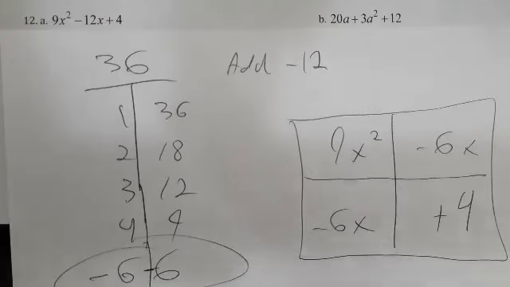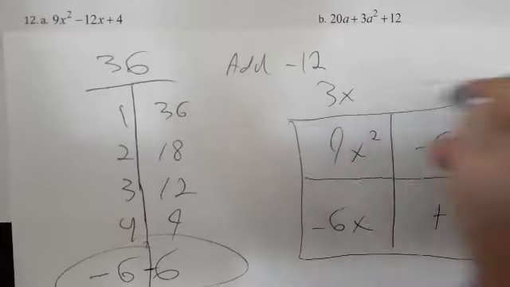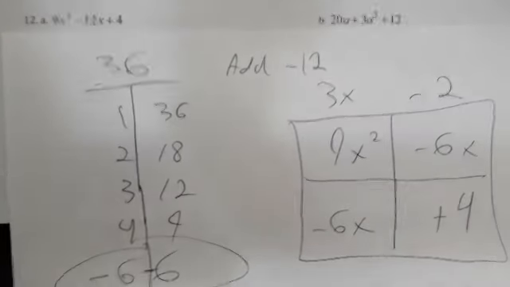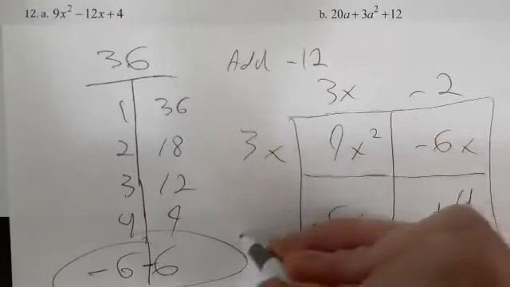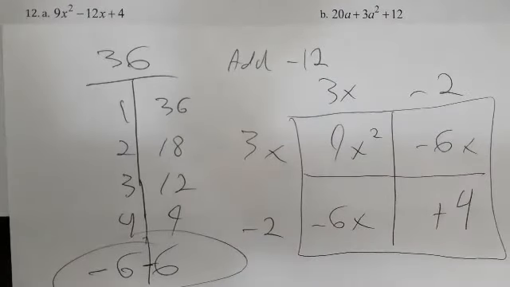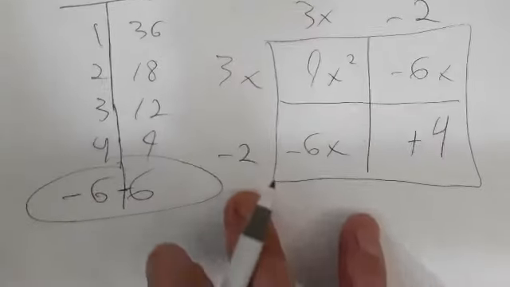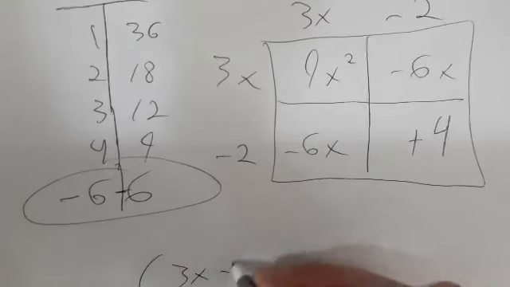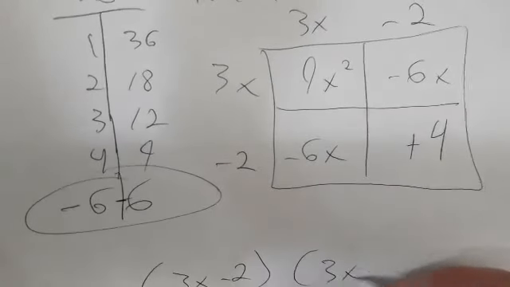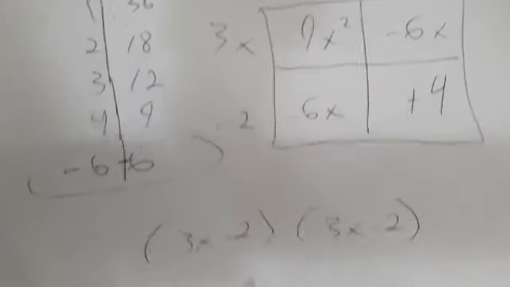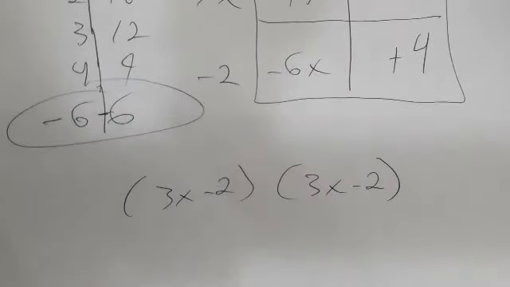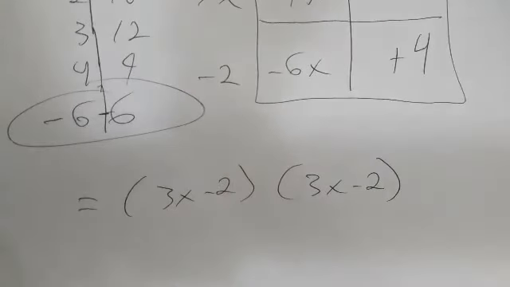I'm looking down the box, I can pull out a 3x minus 2. I'm looking across the box, I can pull out a 3x minus 2. And so we have a 3x minus 2 and a 3x minus 2. If you wrote this, you would be correct. There's no GCF to bring down. We didn't pull out a GCF, so that isn't a thing here.